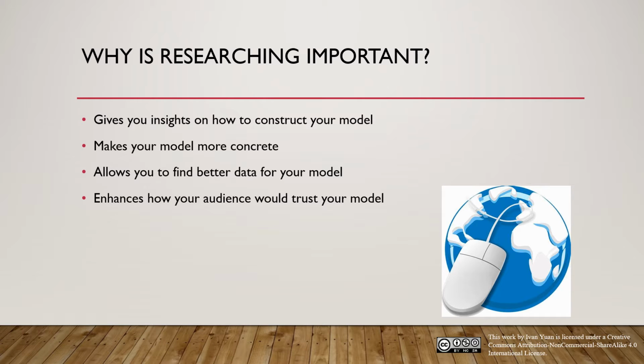So, why is research such an important part of the math modeling process? First of all, researching gives you insights on how you are going to construct your model. Especially in certain cases, you will be given a very domain-specific model, and you might have no idea how to approach it, and research will help you gain a lot of ideas. It also makes your model more concrete, because it builds an evidence-based foundation that makes your model make logical sense. Also, it allows you to find better data for the model, and as we will later see, data is really important in your model.